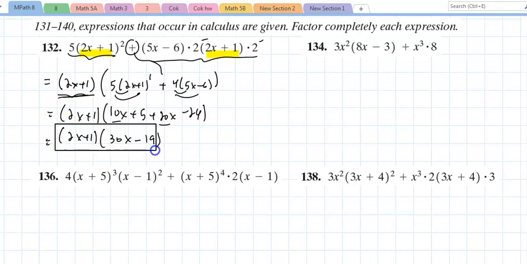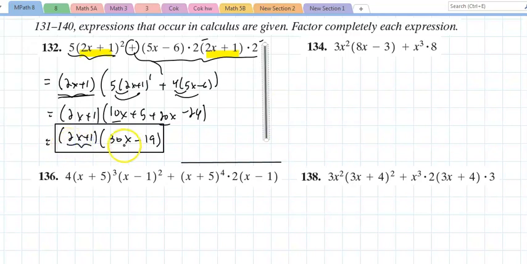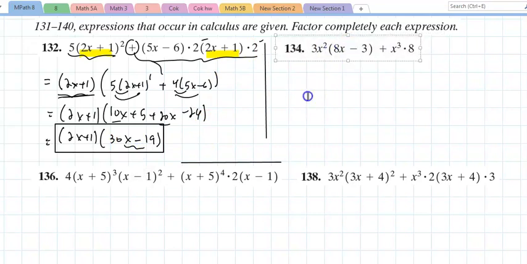If you distribute and FOIL, you could make this problem a lot more challenging than it is. So factoring is a very efficient way of getting to your answer. And now you can tell x must be negative 1/2 and 19 over 30. And again, all of these problems are what's known in calculus as a derivative.